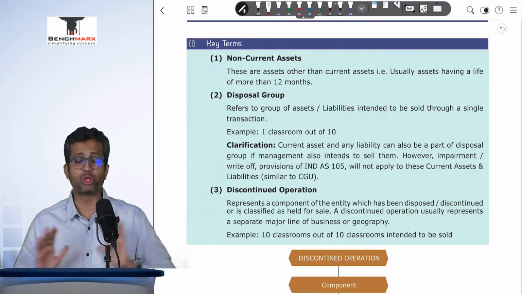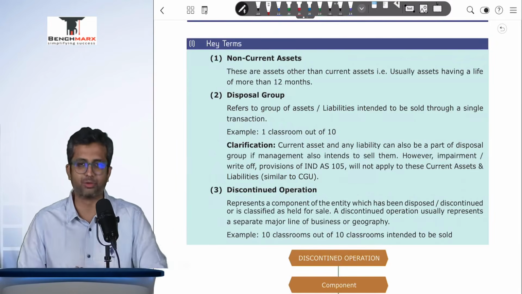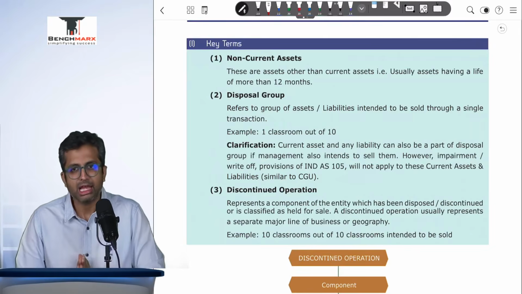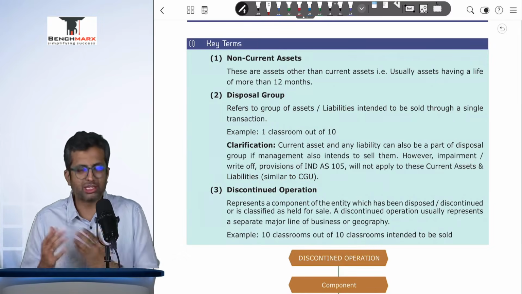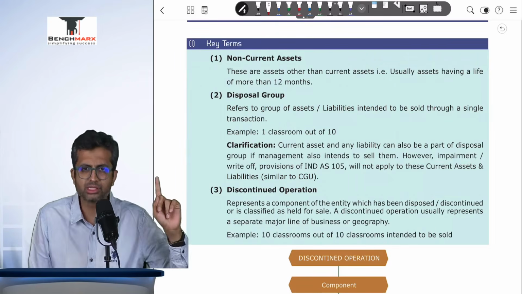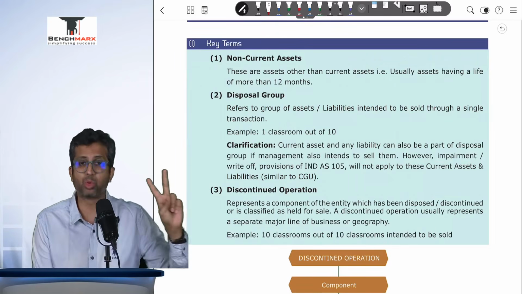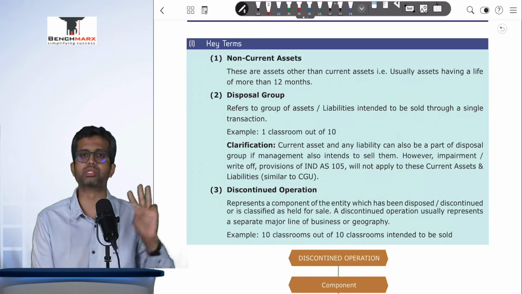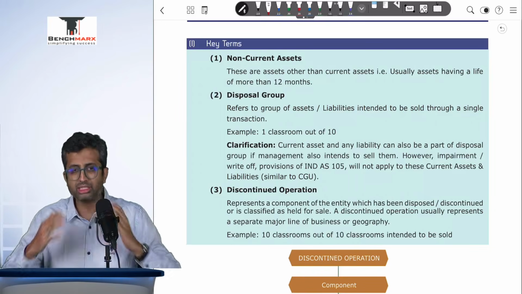Now in today's video, we are going to do a complete revision of Ind AS 105 along with all the important questions. So over here, what is covered under Ind AS 105? Well, there are three specific items. First is non-current assets, which are held for sale. Second, disposal groups, again which are held for sale. And third is discontinued operations. So these are the three items.